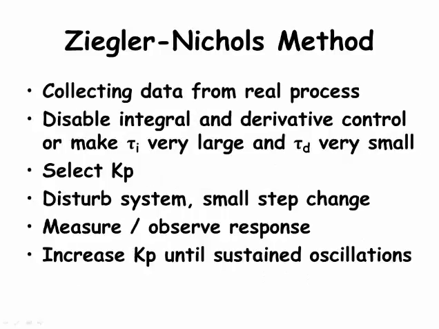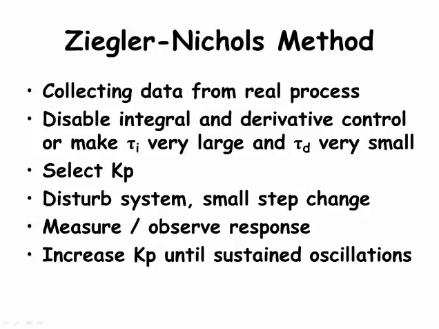To collect data for the Ziegler-Nichols method, the integral control and the derivative control parts of the controller are disabled. If the integral part of the controller cannot be disabled, then set the value for tau I to some very large or maximum value. If the derivative control cannot be disabled, set tau d to some very small or minimum value. Then select a Kp value. Disturb the system with a small step change and record the process response. If you don't get sustained oscillations, increase Kp and disturb the process again.